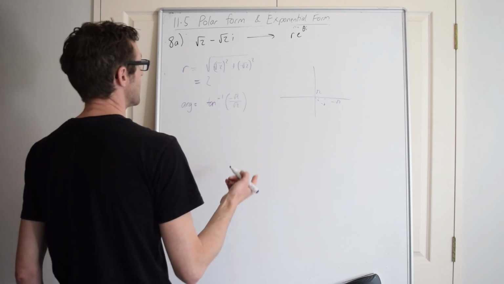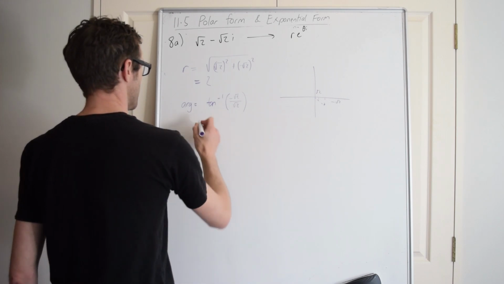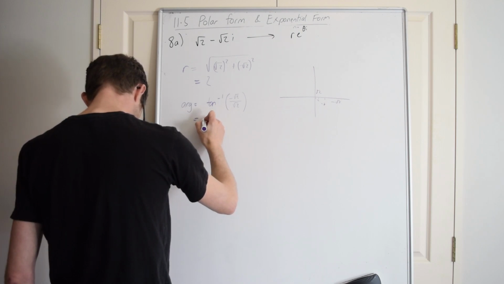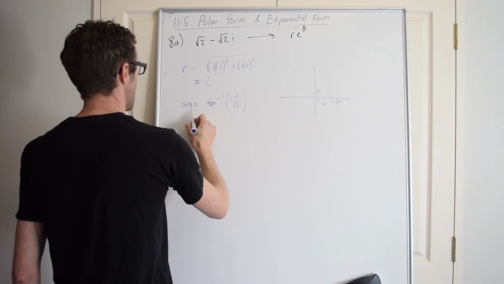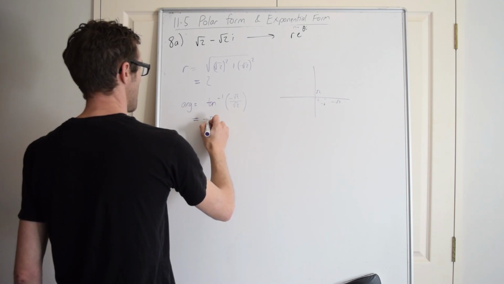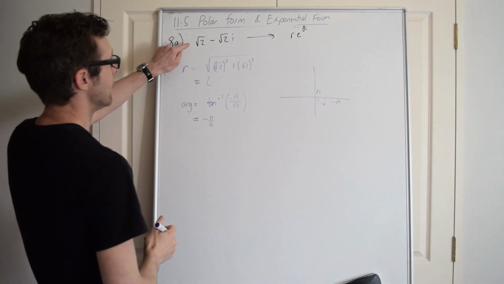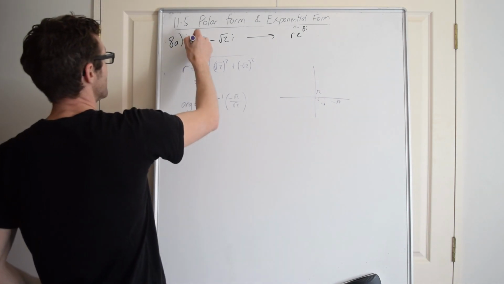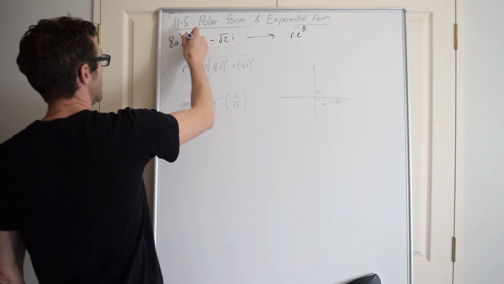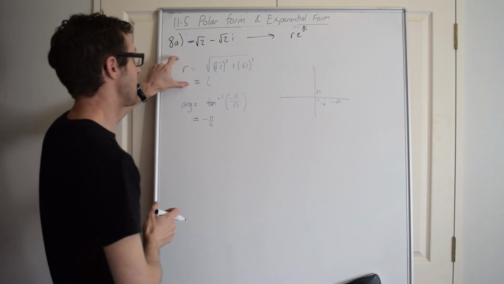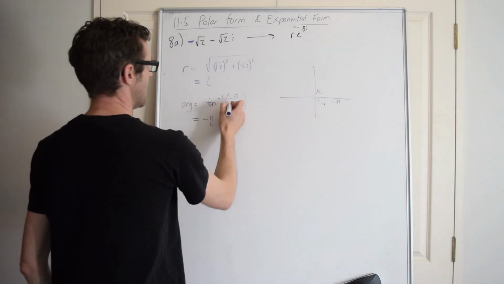Wait a second, have I done that correctly? I think I've actually written the question wrong. Negative pi over 4 would be my argument. However, I've just looked at the question again and I realise that there's a minus here. So that's not going to affect r, it's not going to affect that, but it will affect this. I'm going to have a negative here.